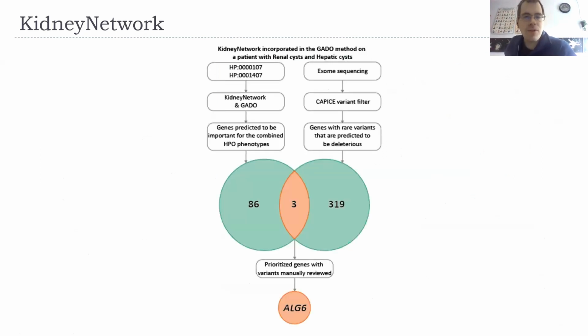So one example that we can do is use the GADO method again. We can plug in HPO terms. We can take the exome sequencing data of the patients, and then we have candidate genes based on whether or not they are predicted to be relevant for this phenotype, and candidate genes based on presence of rare variants. And then we were left with 3 genes which are overlapping between these two, and one of them is ALG6. I'm not the person to go into detail about the biology of ALG6, but we have a collaboration with UMCU Utrecht.